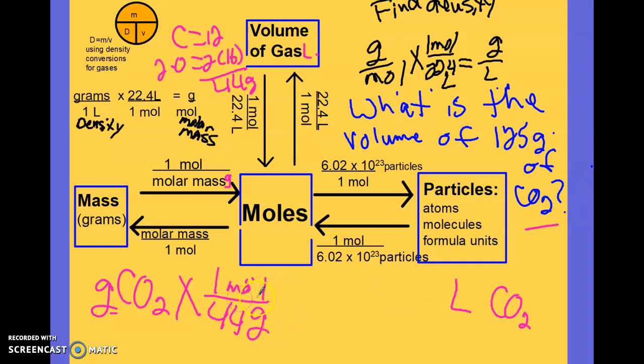So that's our goal. This is my first conversion factor. This would leave me at moles. That's not where I want to be. I want to be volume, which is liters. So I'm going to do this simple little conversion factor right here. My 22.4 liters.